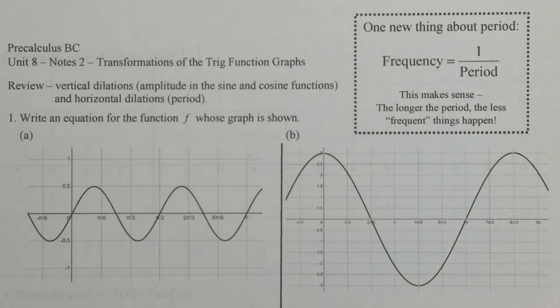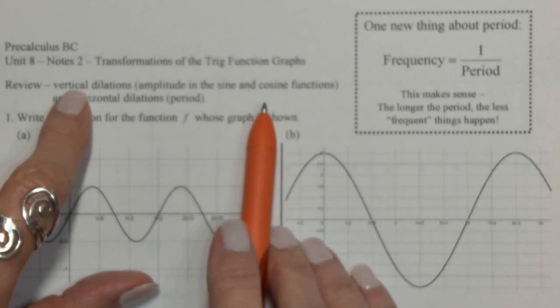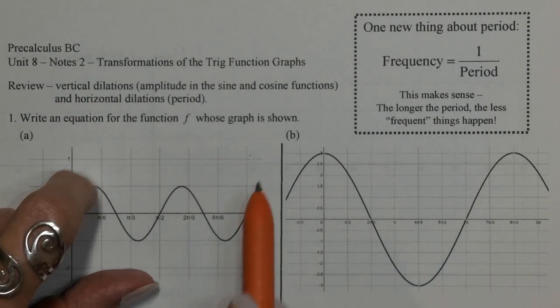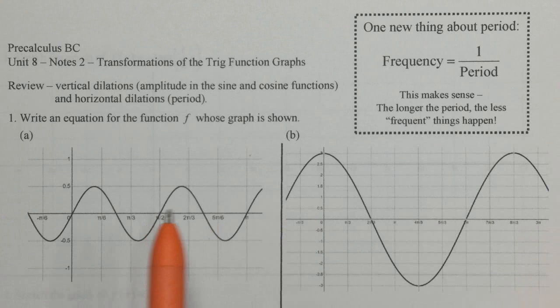Today we are talking about transformations of the trig function graphs. So we're going to begin with a little bit of a review from what we did last time. We already learned about amplitude and about period. Those are the amplitude of the sine and cosine functions. That is a vertical dilation of those functions, and the period is a horizontal dilation. Stretches it out or scrunches it up one way or another.